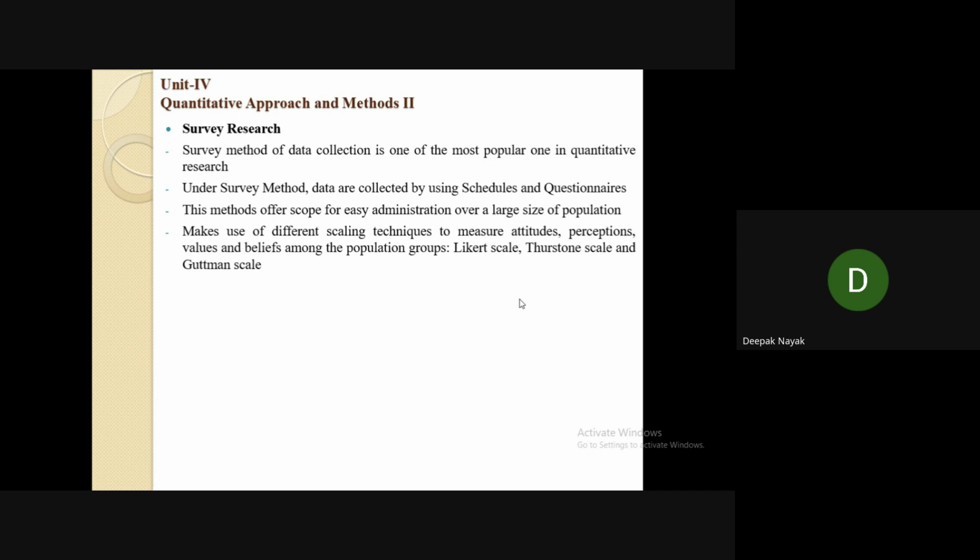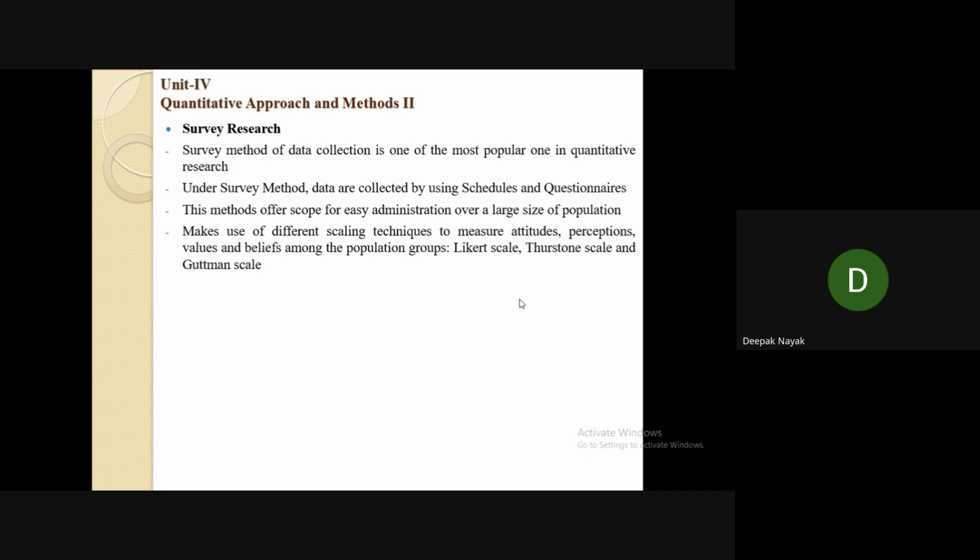Suppose, as I cited an example, you want to study the health status of children in a district or a state, then you have to have a survey of children all over your study area, or you can conduct a sample survey, but it is done over a large area, with a large number of people.